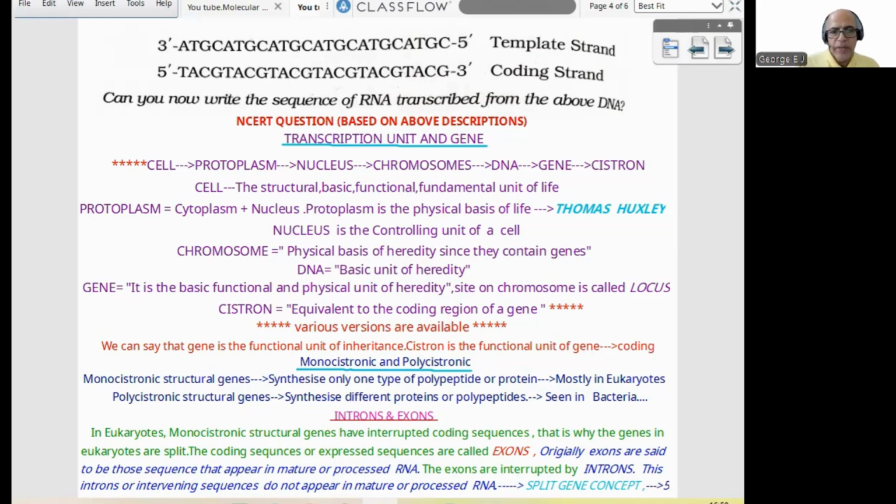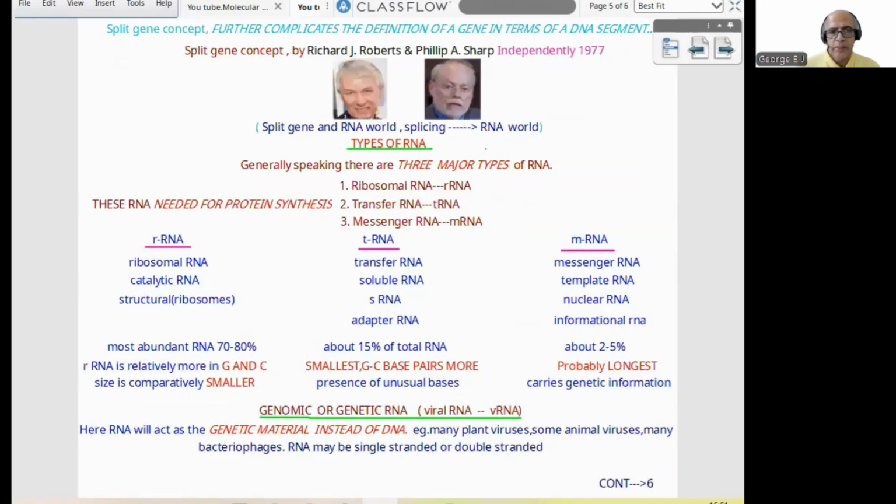These introns, intervening sequences, do not appear in mature or processed RNA because they cannot code. So intron and exon: this aspect is called the split gene concept. Exons will be functional, introns will not. I think up to that it is clear. And this split gene concept further complicates the definition of a gene in terms of a DNA segment. Split genes again make some confusion when we define the term gene or DNA.